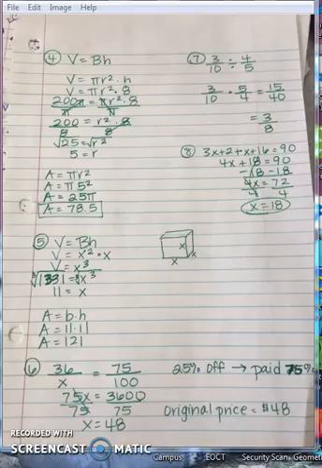For number 7, find the quotient: 3 over 10 divided by 4 over 5. Okay, remember you have to do keep, change, flip. 3 over 10 times 5 over 4 equals 15 over 40. I'll simplify that, which equals 3 over 8.